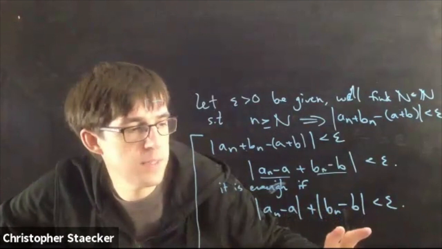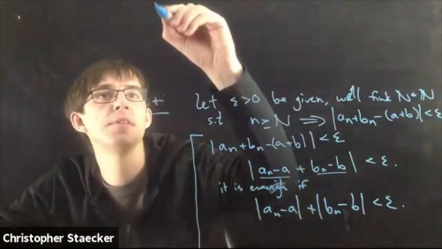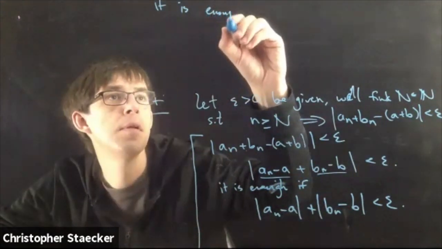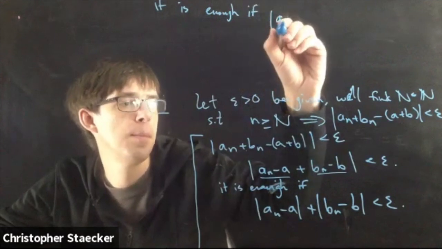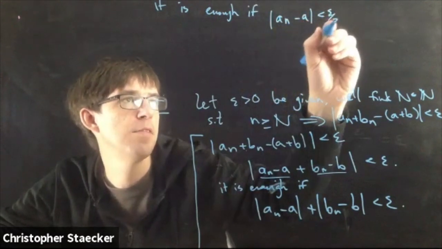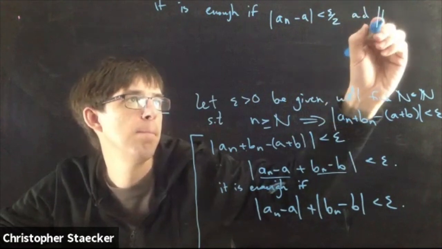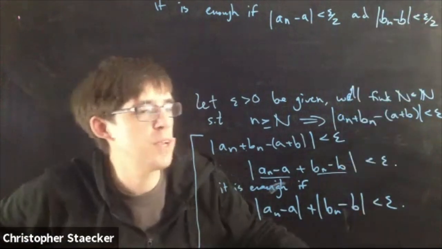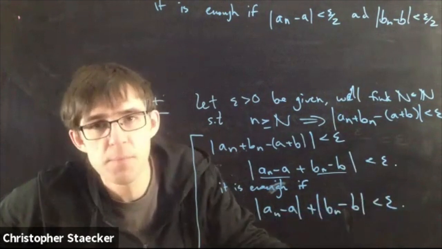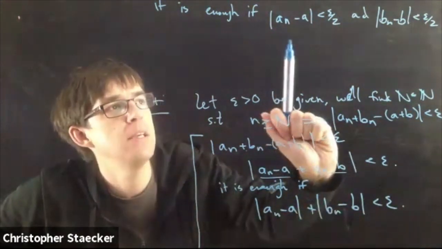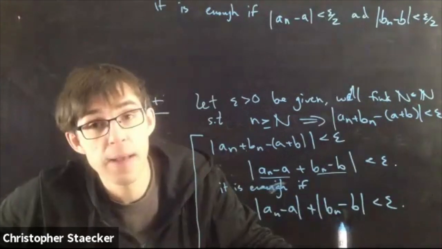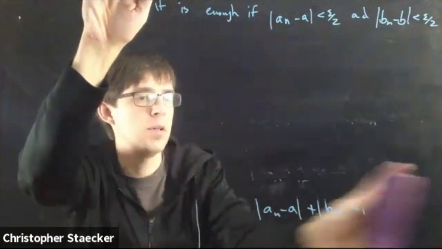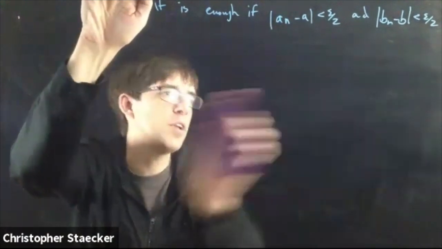If you need to make 2 things added together less than epsilon, I'm going to say, again, it is enough if an minus a less than epsilon over 2 and bn minus b less than epsilon over 2. This is the epsilon over 2 trick. If you have 2 things added together, you need to make them less than epsilon. It is good enough if you make each one less than epsilon over 2, right? Then when you add them together, the result will be less than epsilon. So that's what we call the epsilon over 2 trick. We will use it often.